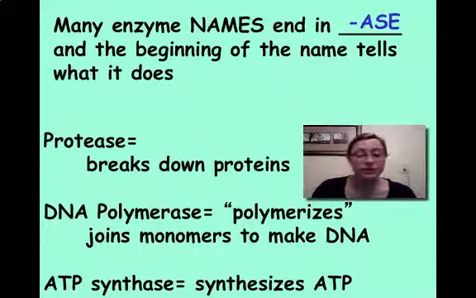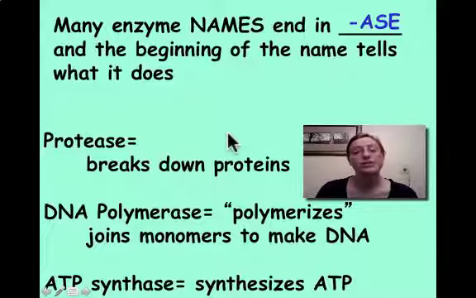And then, these are just some other examples here. The DNA polymerase, it polymerizes or joins together monomers that make DNA. And this is called ATP synthase. And basically what it does is it helps to synthesize or produce ATP molecules. So enzymes, very important, very essential, very picky.